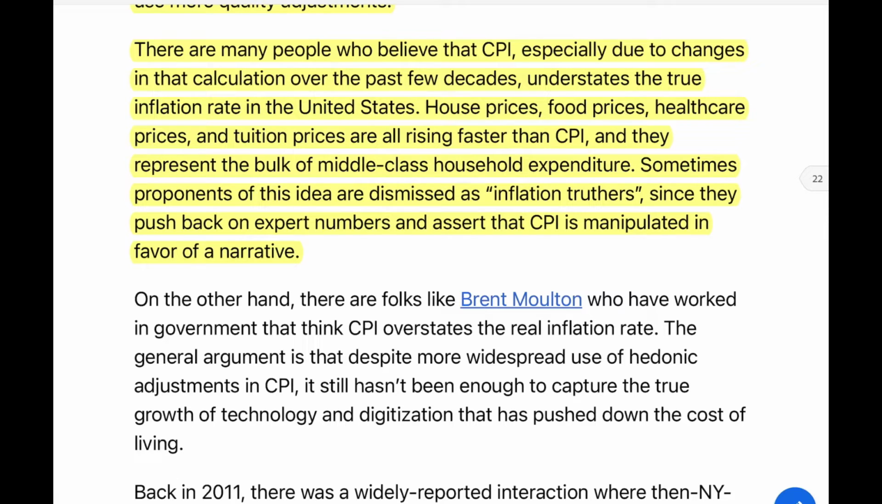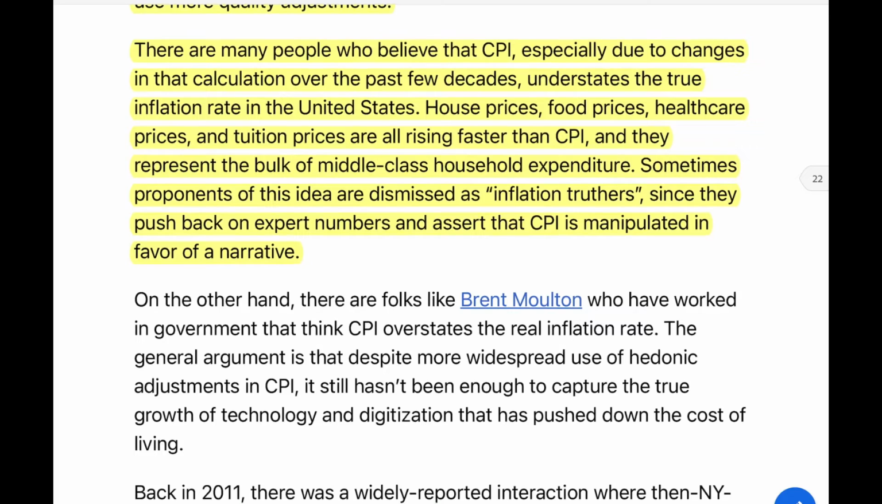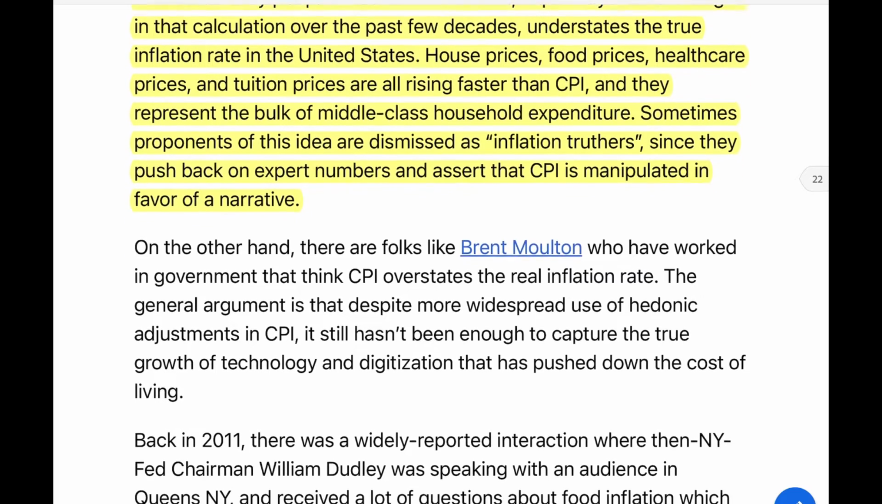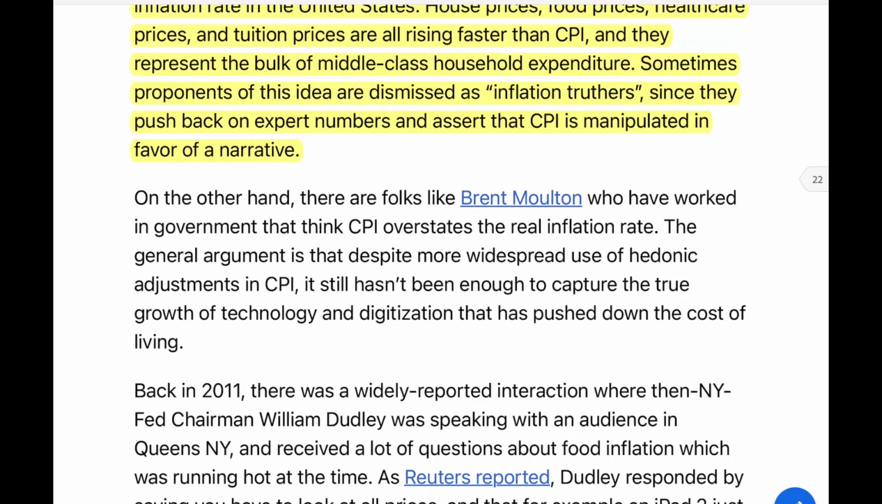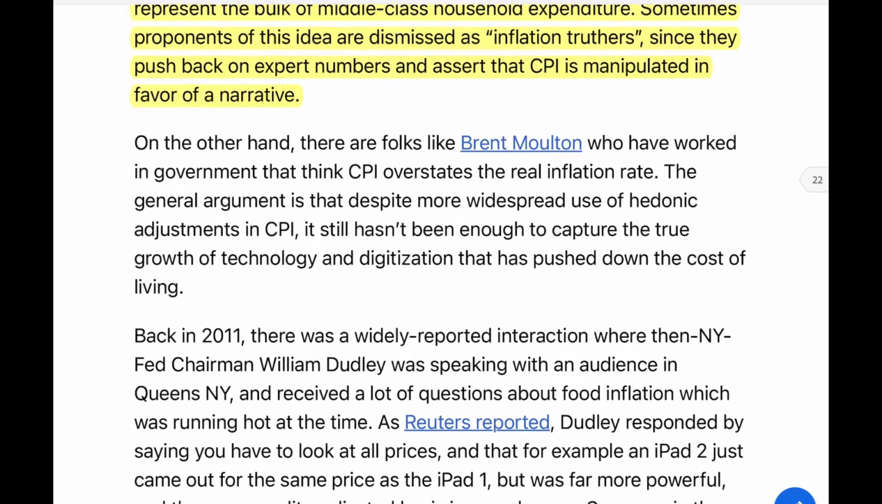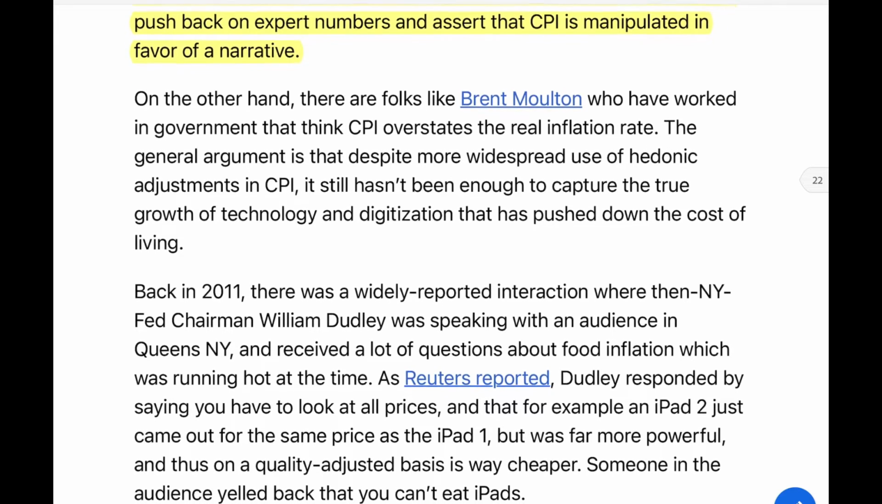To continue on with the article, it talks about house prices, food prices, healthcare prices, and tuition pricing all rising faster than your CPI or your inflation. They represent the bulk of the middle class household. Sometimes proponents of this idea are dismissed as inflation truthers since they push back on expert numbers and assert that the CPI is manipulated in favor of a narrative.